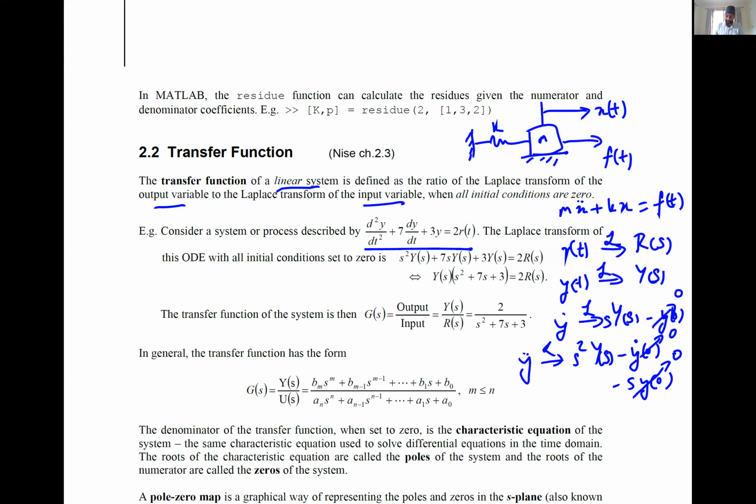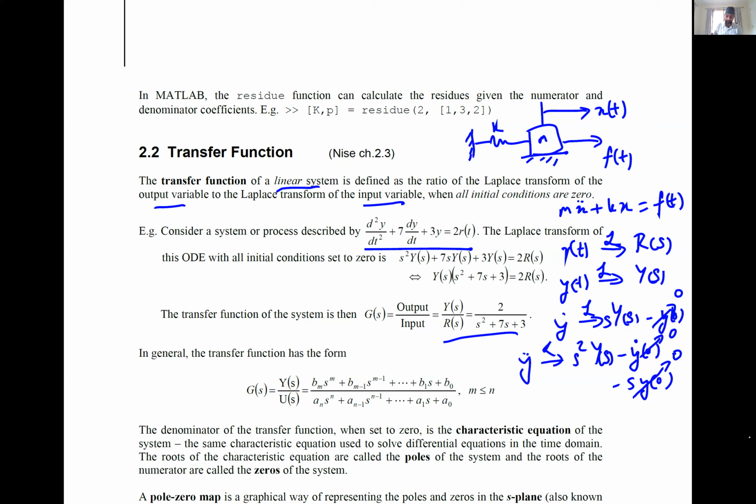So if we replace that, we can write down the equation as s squared Y(s) plus 7s Y(s) plus 3Y(s) is equal to 2 times R(s). We can collect the Y(s) terms and R(s) terms on the left hand side and right hand side, cross multiply, and end up getting a transfer function over here.